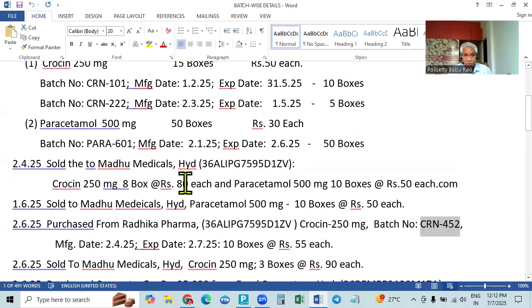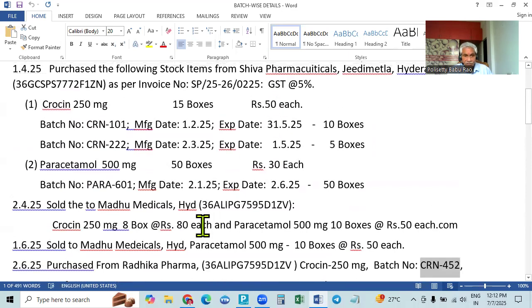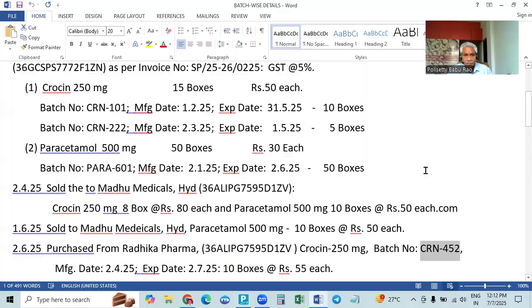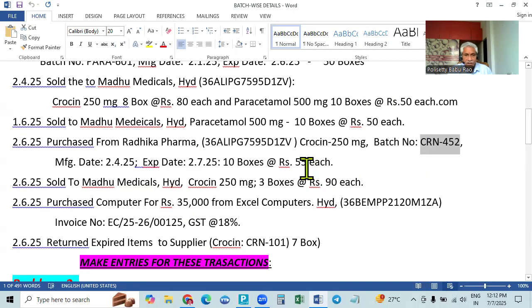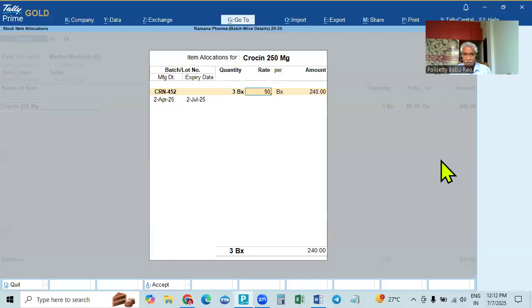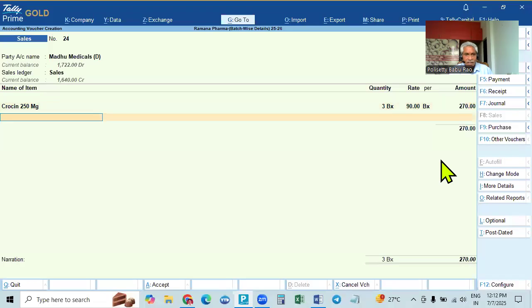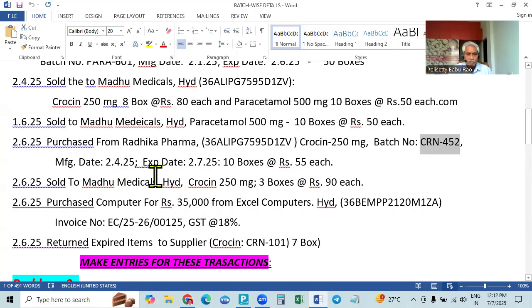Purchased for 50, sold for 80. Here purchased for 55 rupees, selling for 90 rupees. That is, we are making sales at 90 rupees. The dates and everything will be taken. That's all. Only one item we sold. Okay, sales, Madhu Medicals, only Crocin we sold, 3 boxes.